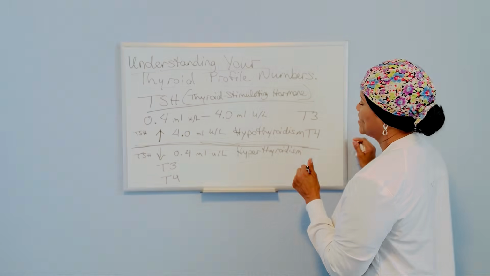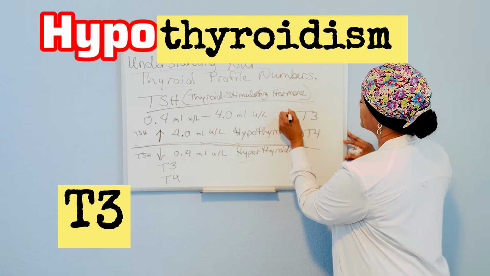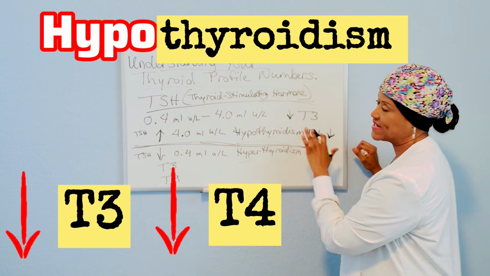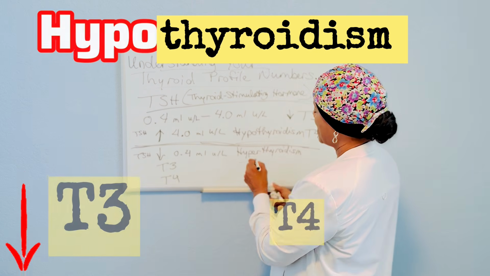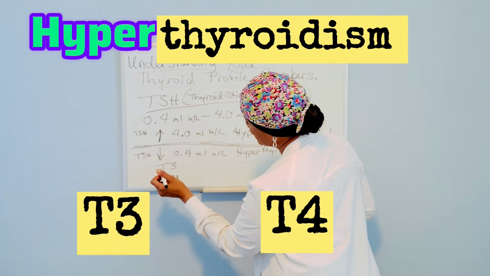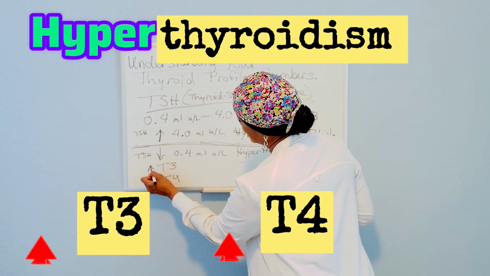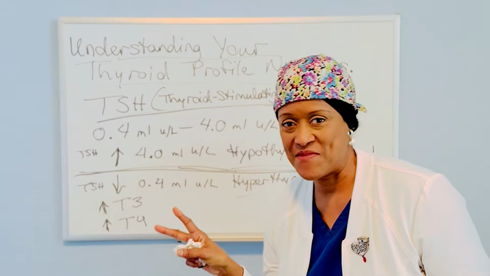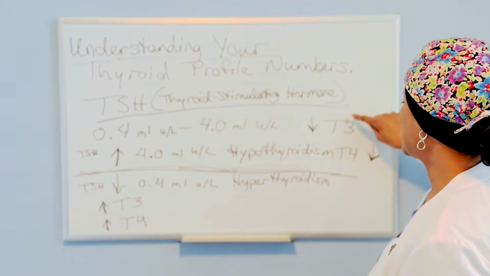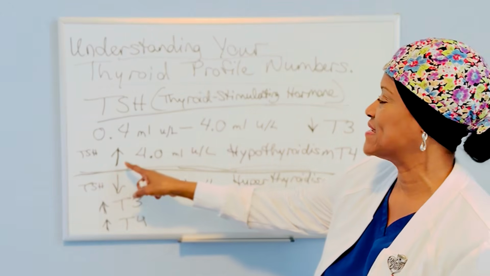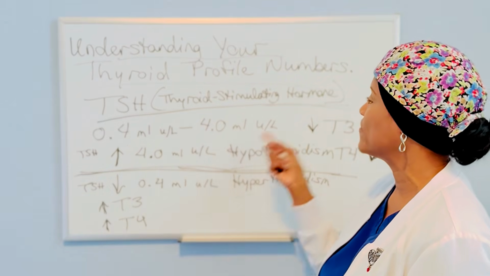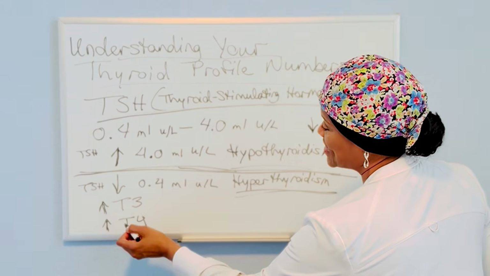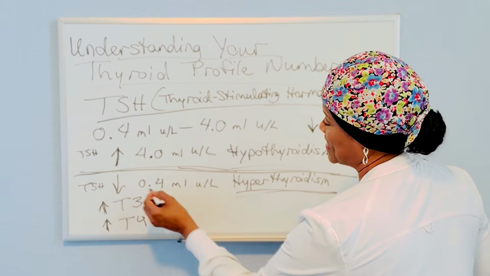So in hypothyroidism, the T3 will be low and the T4 will be low. Those numbers will be low. And I will break down those numbers for you as well. In hyperthyroidism, the T3 will be high and the T4 will be high. So basically, that's how I had to memorize it. If it's hypo, it's the T3 and the T4 that's lower, but the TSH, the thyroid stimulating hormone, is elevated. And in the hyper, the T3 and the T4 are elevated, but the TSH is lower.